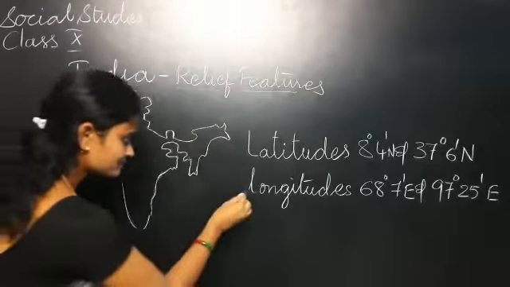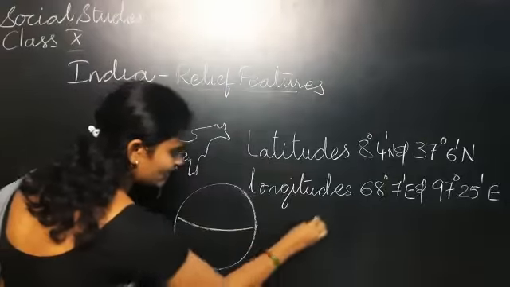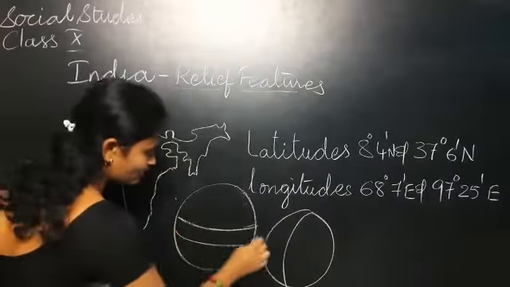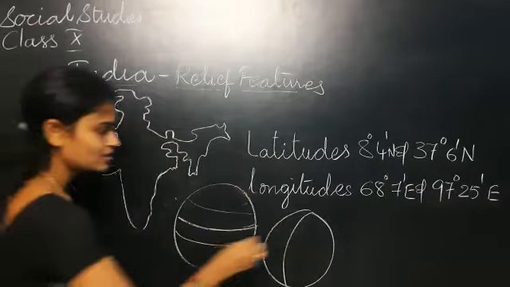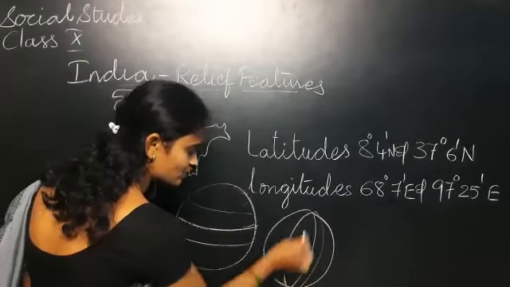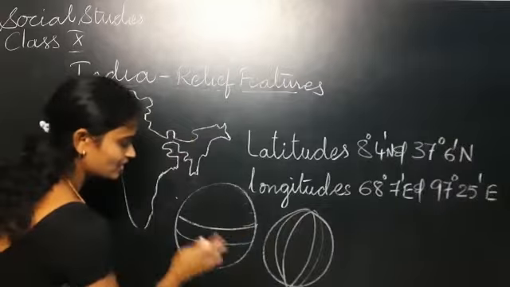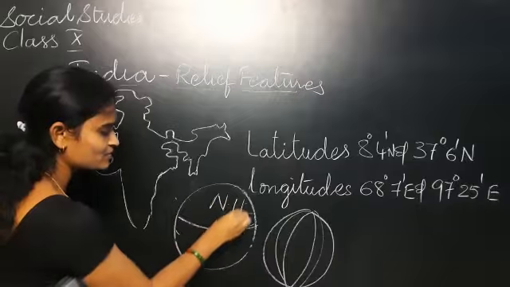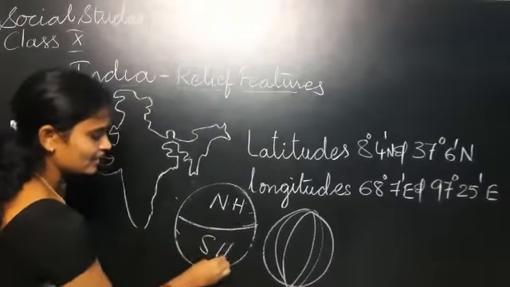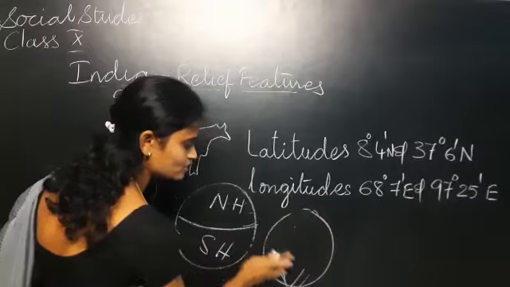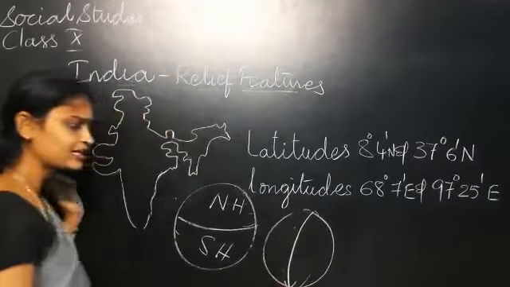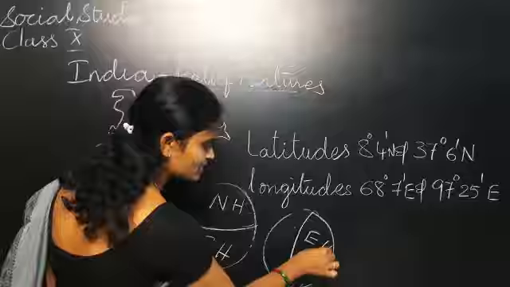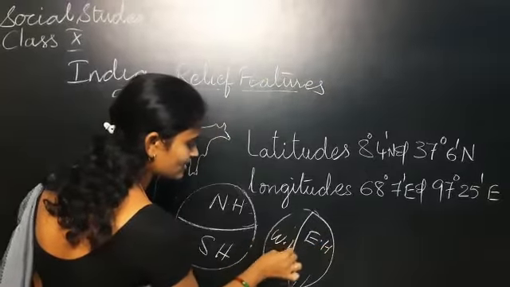And do you know the hemispheres? Horizontal lines are the circles, latitudes. These are the longitudes. Don't you know, children? Yes. Here, the equator makes the globe into two equal halves. This one is the northern hemisphere and this one is the southern hemisphere. In the same way, here also 0 degree longitude makes it into two equal halves. This one is the eastern hemisphere. This one is the western hemisphere.